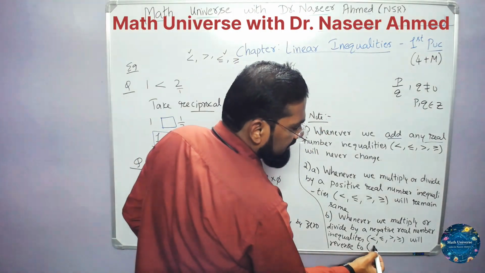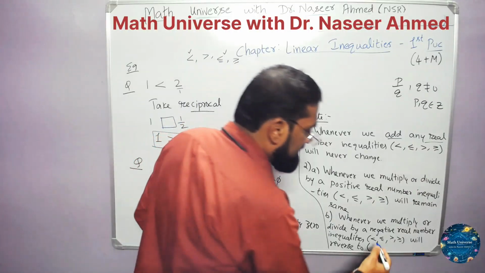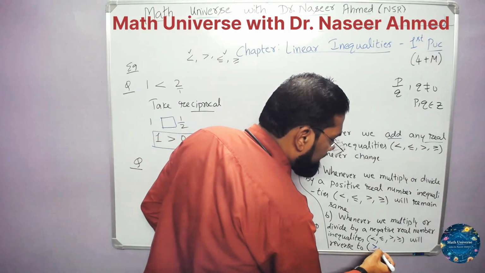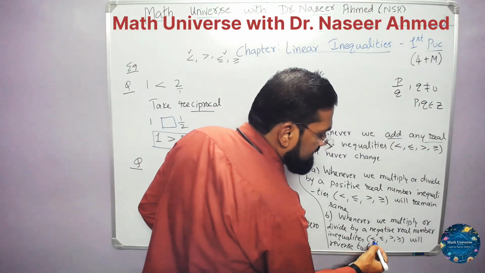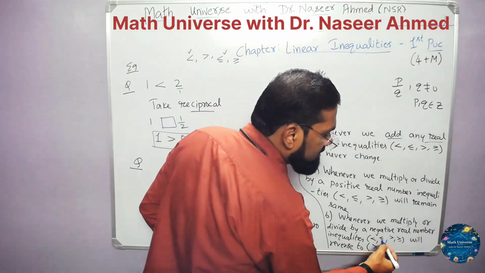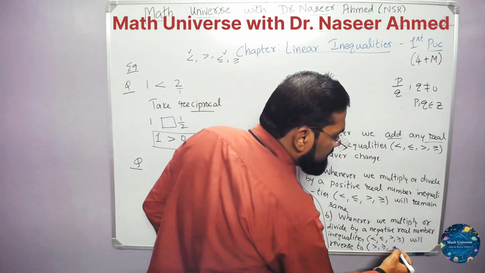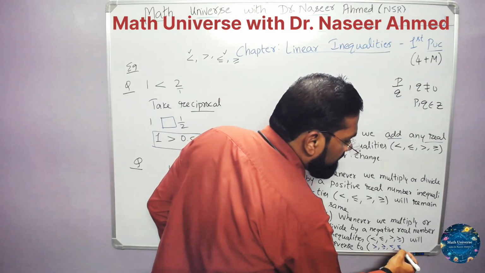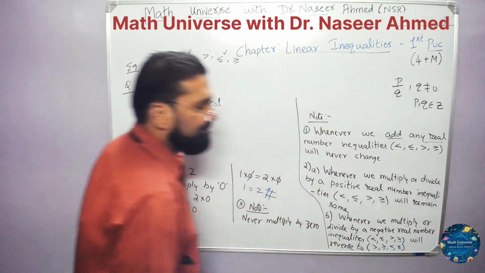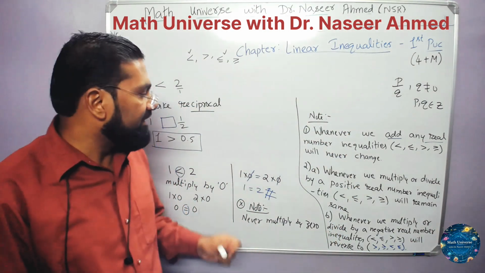Let us write in another color. This less than will change to greater than. Greater than or equal to will change to, I repeat, this less than will change to greater than. Less or equal to will change to greater or equal to. Greater than will change to less than. Greater or equal to will change to less or equal to. Okay, be very specific. So with this we are ready.